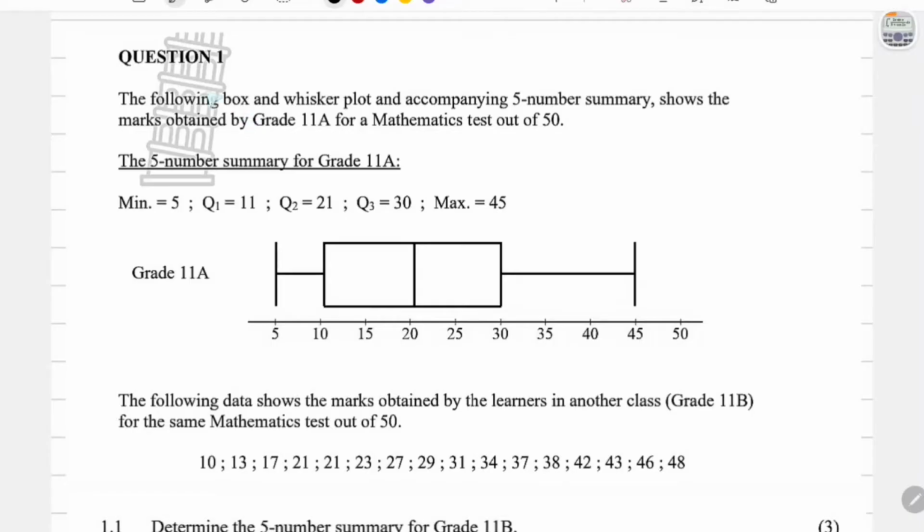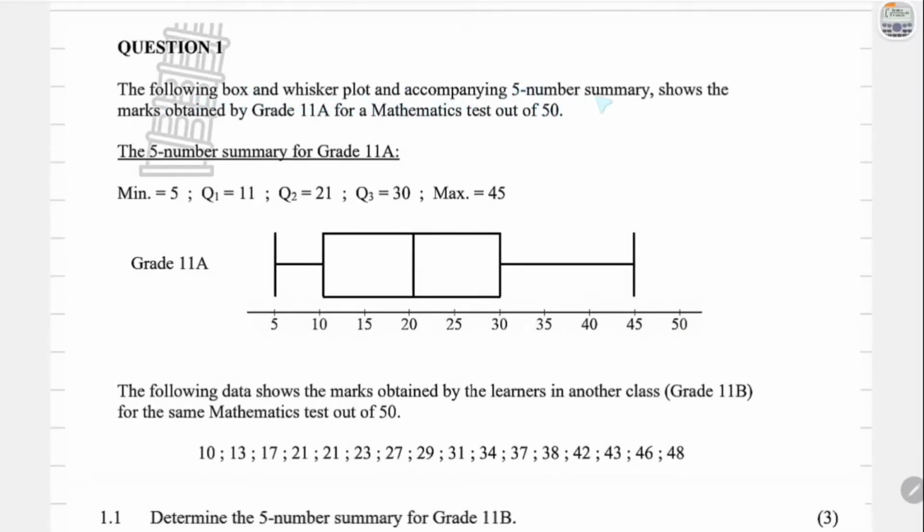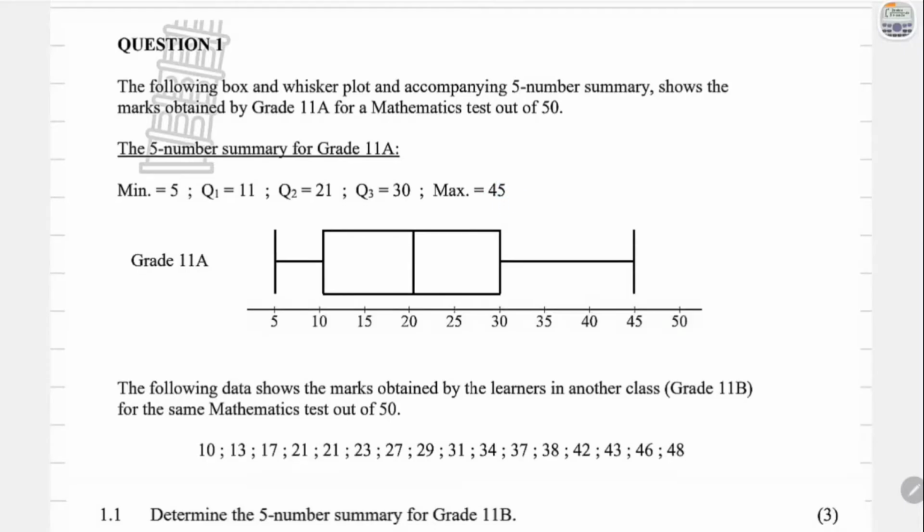Question 1 says, the following box and whisker plot and accompanying 5-number summary shows the marks obtained by grade 11A for a mathematics test out of 50. So this is the 5-number summary for grade 11A. As you can see, they gave you the minimum, Q1, Q2, Q3, and the maximum. The highest mark that anybody got in that class was 45.